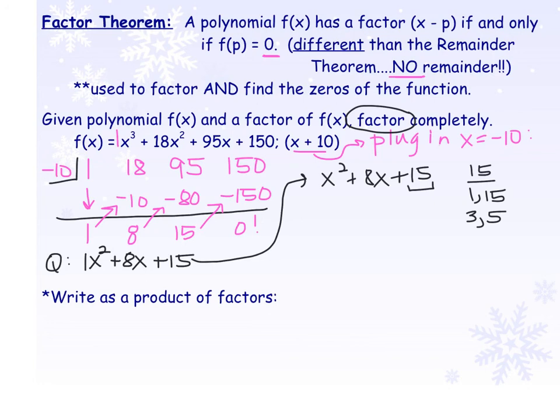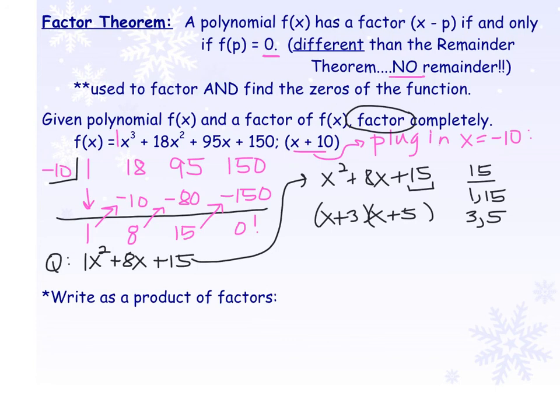Do either of those pairs give us 8 in the middle? Hopefully you recognize 3 and 5 would do that. That means that x squared plus 8x plus 15 would split apart into x plus 3 and x plus 5. You could write them in any order.